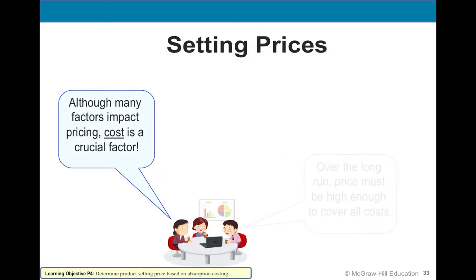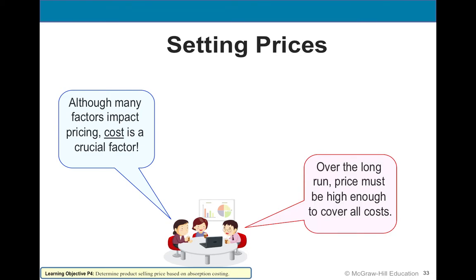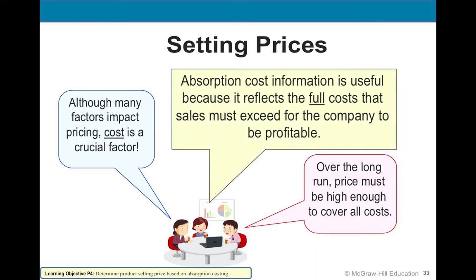And again, you have to determine selling price. Remember, when you look at anything you buy, from $1 to $1 million, it's not just a randomly selected price. You have to look at a lot of factors. Cost is a crucial factor. Again, you want to make sure your price is high enough to cover all your costs. You don't want it too high where people won't buy your product. In the meantime, you don't want it too low if you can't cover your costs. And again, absorption costing is useful because it reflects full cost. Sales must succeed for the company to be profitable.